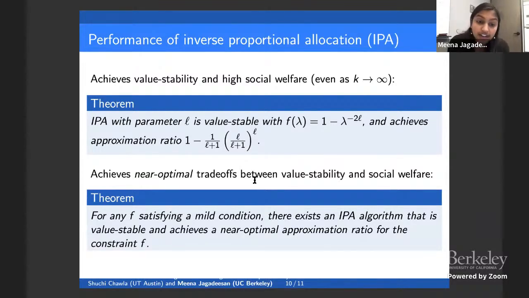So regardless of the value stability constraint, as long as it satisfies a mild condition, there exists an inverse proportional allocation algorithm that achieves a near optimal approximation ratio for social welfare.